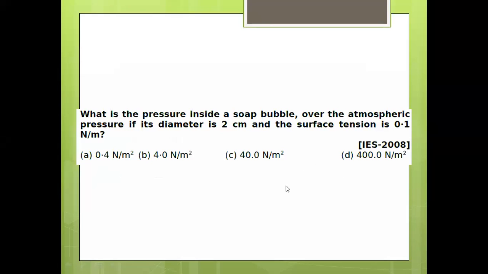What is the pressure inside a soap bubble over the atmospheric pressure if its diameter is 2 centimeter and surface tension is 0.1 Newton per meter? This question was asked in IES 2008. Again, quite simple question. Values are given. Diameter of the soap bubble is given, and the surface tension is given. D and sigma is given. Find out the P.